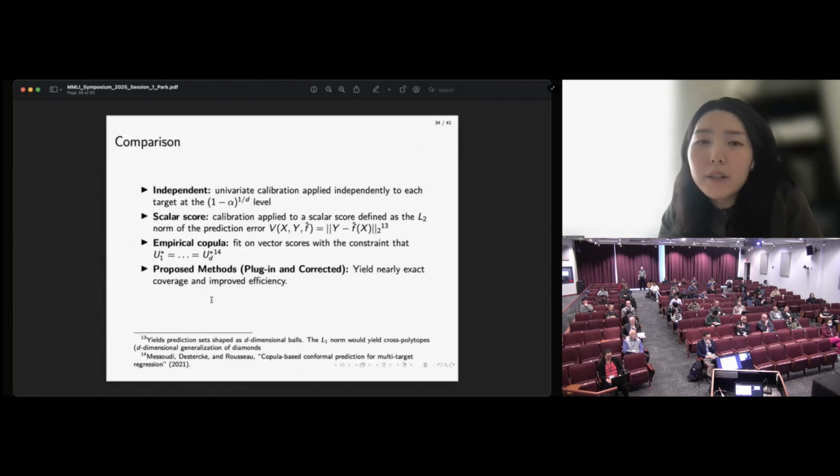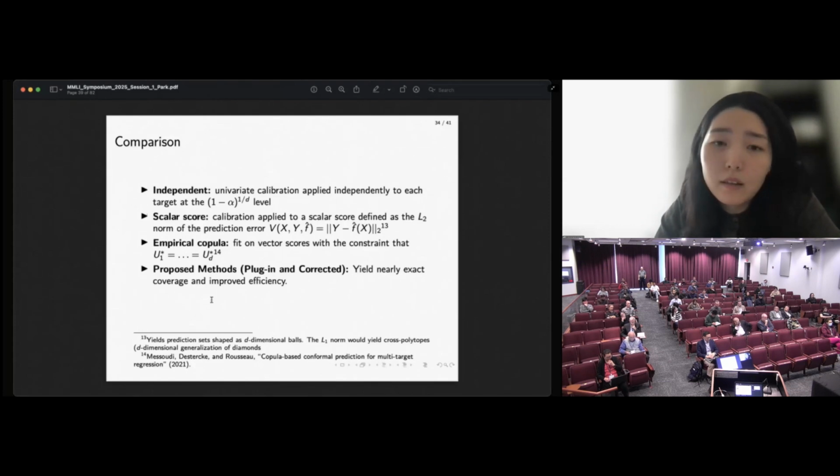Our baselines included the independent scheme that we covered in the beginning, where targets are treated independently, defining a scalar score as the L2 norm of the prediction error, and using the empirical score distribution instead of fitting a vine copula model. And then our proposed methods fit the vine and include the estimated quantile, both with and without one-step correction.